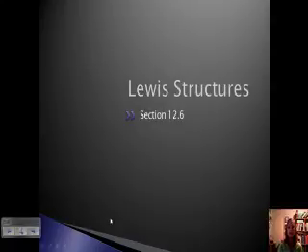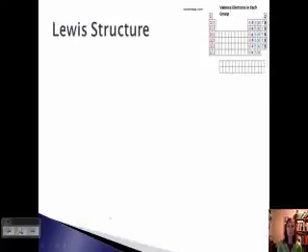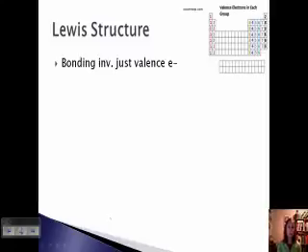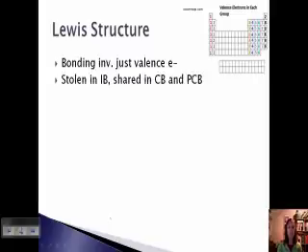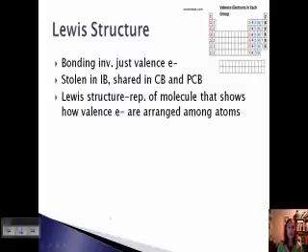So today we're going to discuss section 12.6, which involves Lewis structures. A Lewis structure is a way to represent an element showing how things are bonded, but we're just going to involve valence electrons. Valence electrons are those outside electrons. In ionic bonds, valence electrons are stolen. In covalent bonds and polar covalent bonds, valence electrons are shared, either equally or unequally.